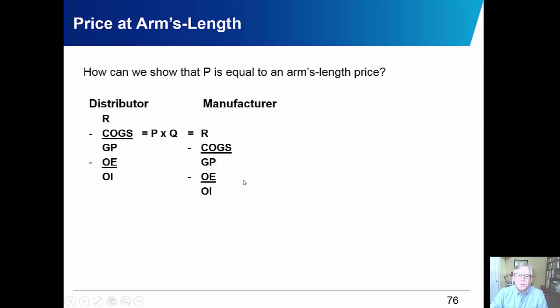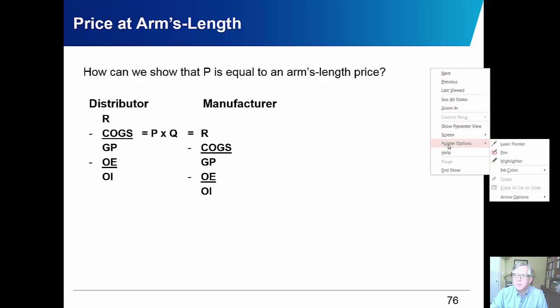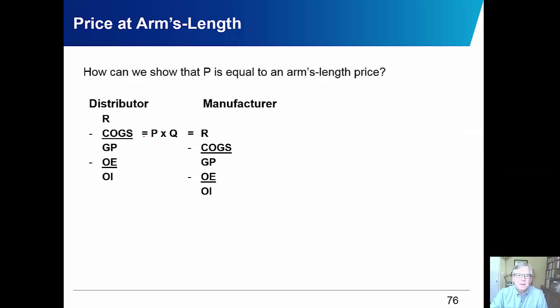So remember, our challenge is always going to be to show that the price we're charging in the transaction, I'm going to bring up a pointer here so we can mark it. The price is right here. We sell something for a price times the quantity. It shows up for a distributor who's purchasing from us, it shows up in their COGS, but as the manufacturer, it's going to be our revenue line.